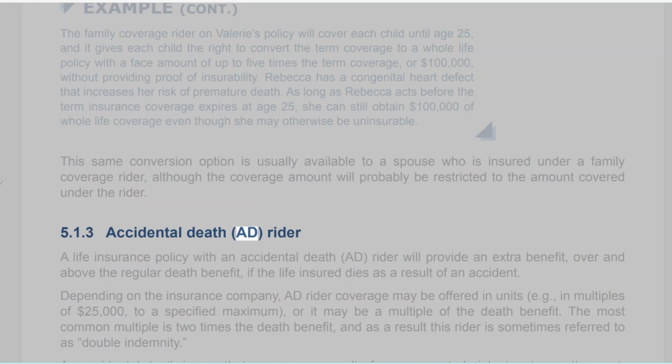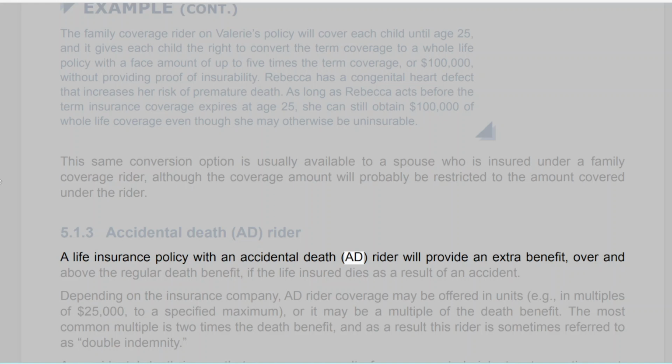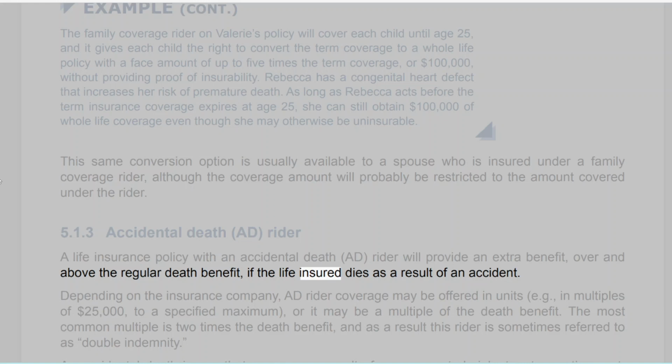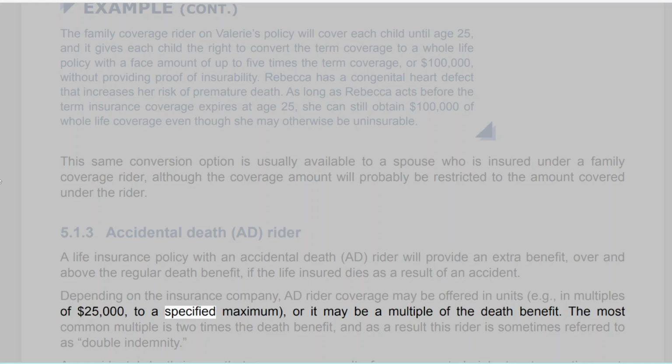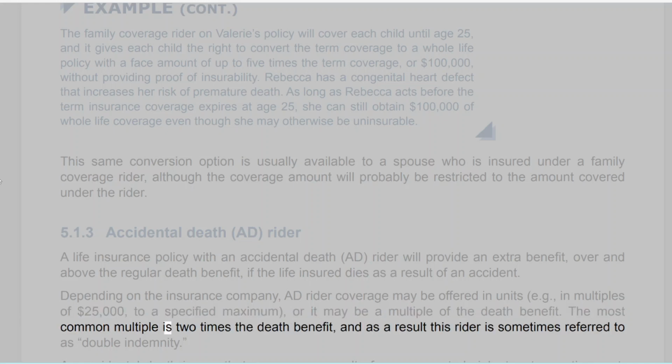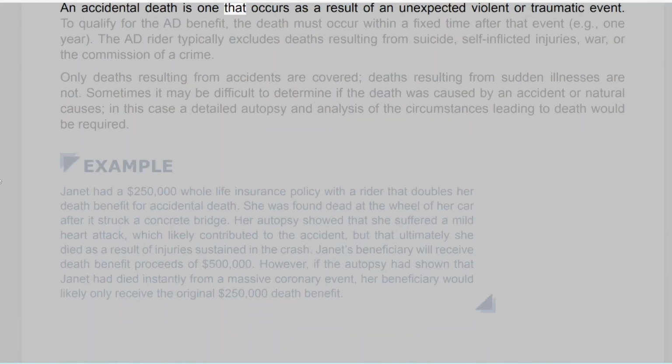5.1.3 Accidental Death, AD, Rider. A life insurance policy with an accidental death, AD, rider will provide an extra benefit, over and above the regular death benefit, if the life insured dies as a result of an accident. Depending on the insurance company, AD rider coverage may be offered in units, for example, in multiples of $25,000, to a specified maximum, or it may be a multiple of the death benefit. The most common multiple is 2 times the death benefit, and as a result this rider is sometimes referred to as double indemnity. An accidental death is one that occurs as a result of an unexpected violent or traumatic event.